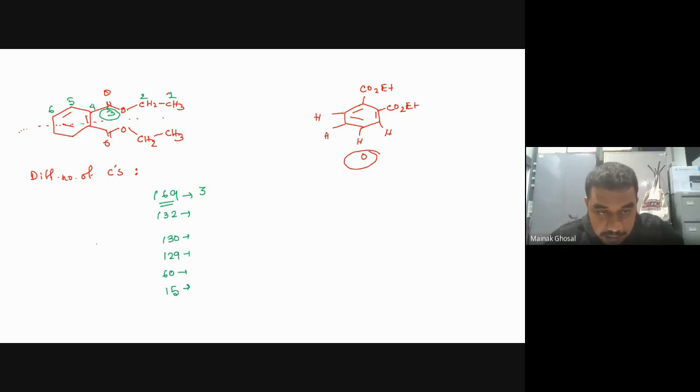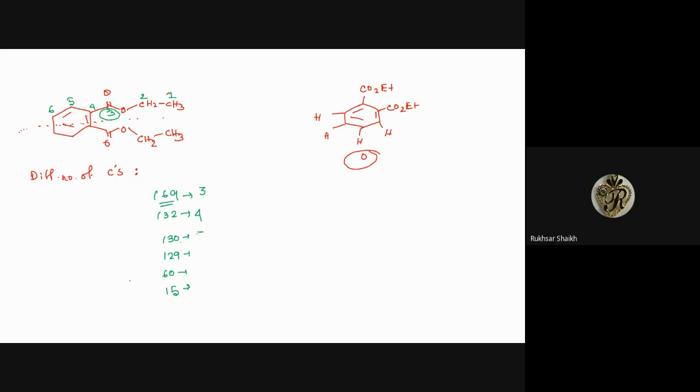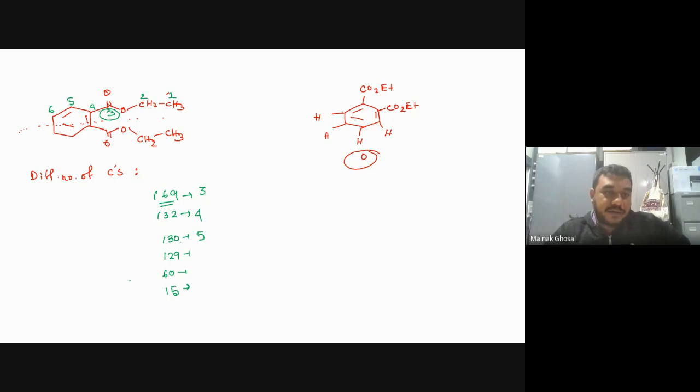4 is nearby to carbonyl, so it will be more difficult. So 4 will be here. 130? 131? 5. As you go far away from this carbonyl, your deshielding will decrease and this delta value will get decreased. So here 130, this 129 will be this one 6, and the ethyl one, the CH2 will show 60. Sorry, this is 2, and this 15 one will be shown by the 1.